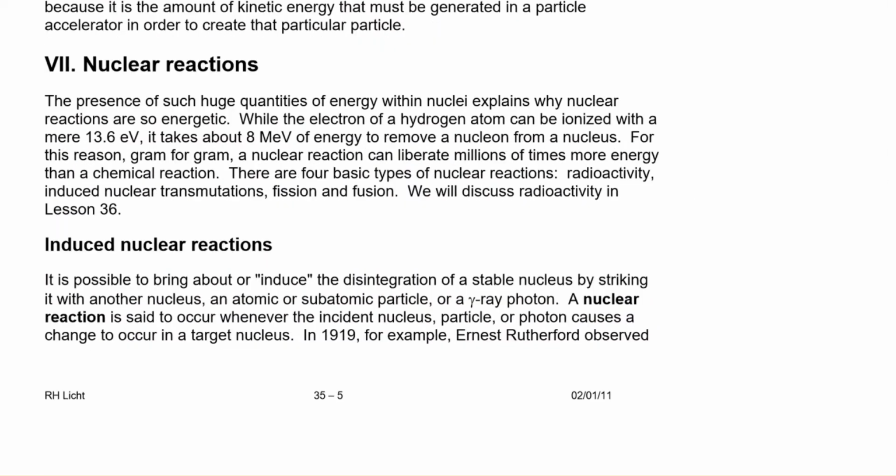All right, nuclear reactions. Why nuclear reactions are so energetic, we can get a bit of an idea here. In the last unit, we talked about ionizing an electron. It takes 13.6 electron volts for hydrogen to completely ionize it, to give that atom enough energy to strip the electron away. But it would take 8 mega electron volts of energy to remove a nucleon from the nucleus. So there's a lot more energy bound up holding the nucleus together than there is holding the electrons together, right?